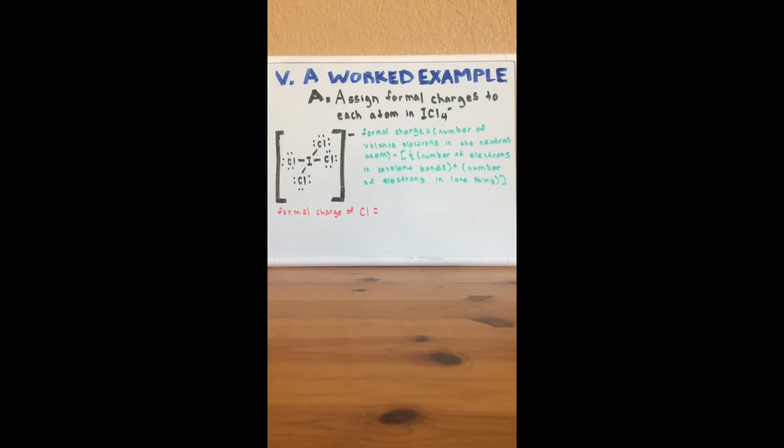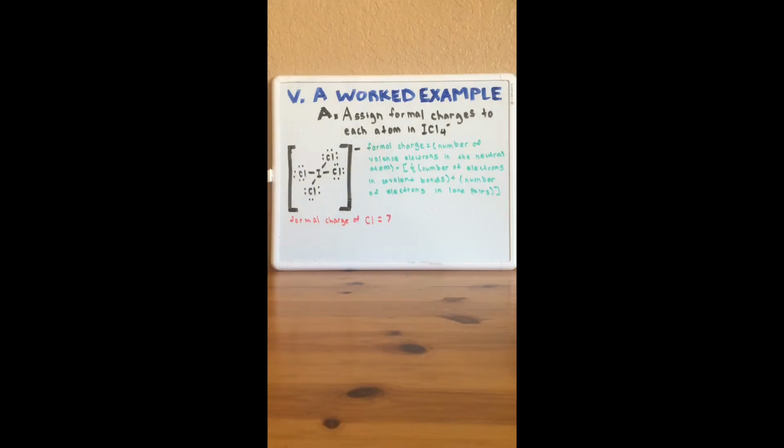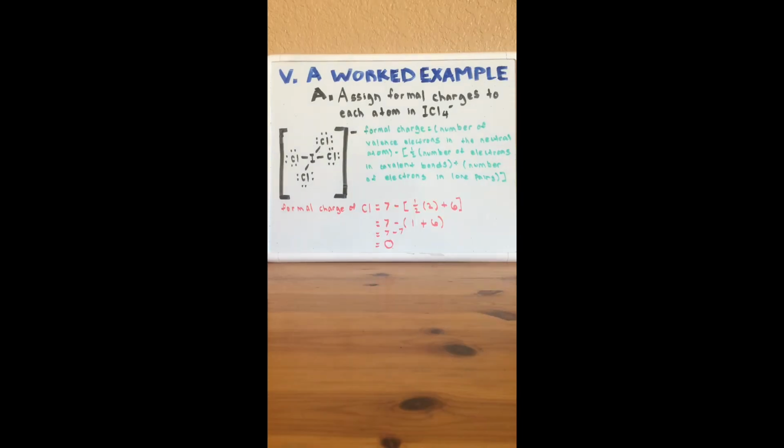Chlorine is in group 17 too, so a neutral chlorine atom also has 7 valence electrons. Each chlorine atom in the ion has 2 electrons from 1 covalent bond with iodine and 6 electrons in lone pairs. Each chlorine atom in the ion has a formal charge of 0.